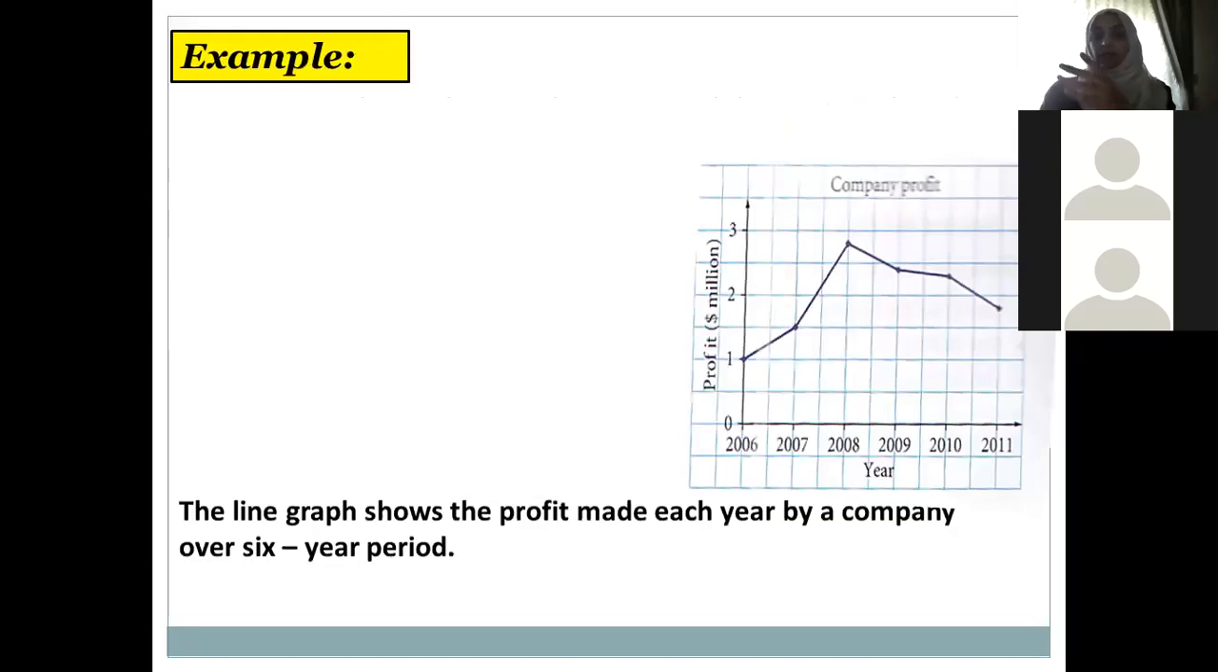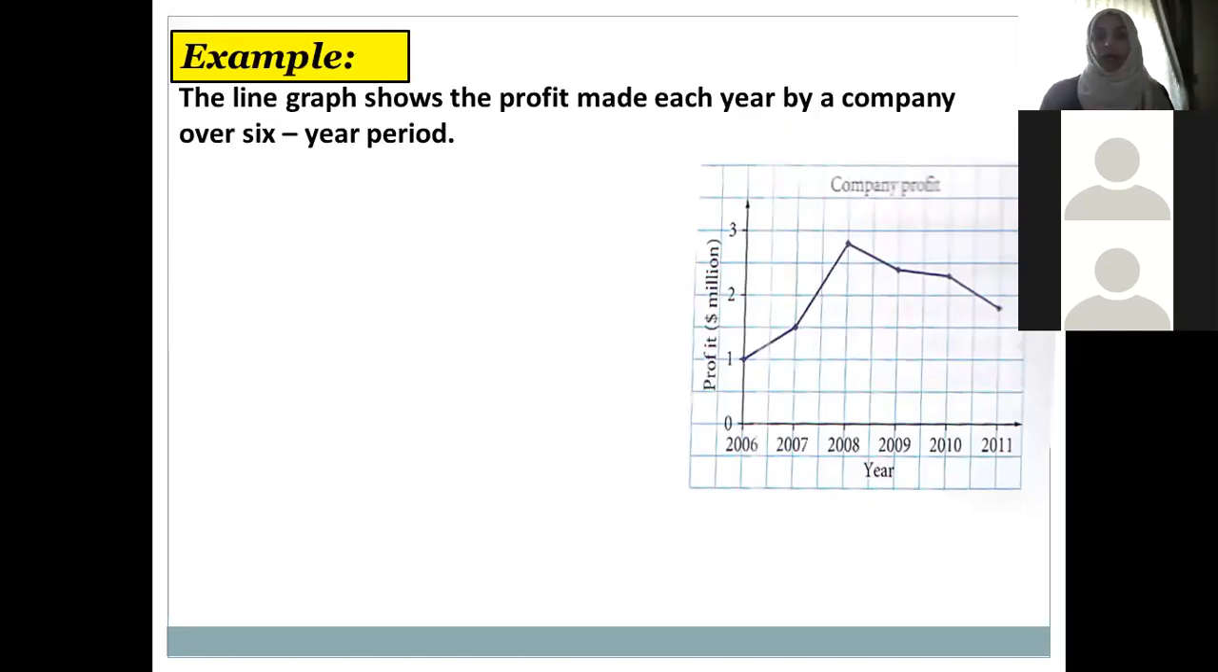Now this is a line graph, and let's start with this example. Okay, this is a company profit. The line graph shows the profits made every year by a company over a 6 year period of time. Look at what they gave us: these are the profits they are making, and we have time on the horizontal axis. We have about 6 years, from 2006, 2007, 2008, and so on. Okay, and they will ask you questions about it.